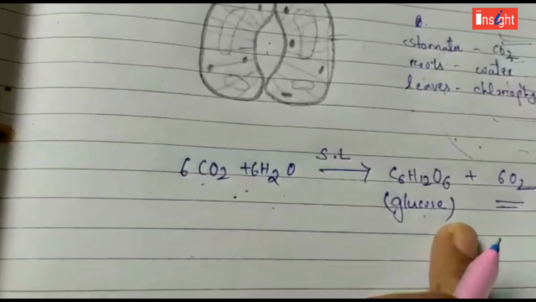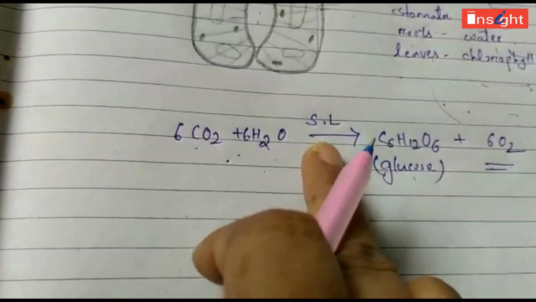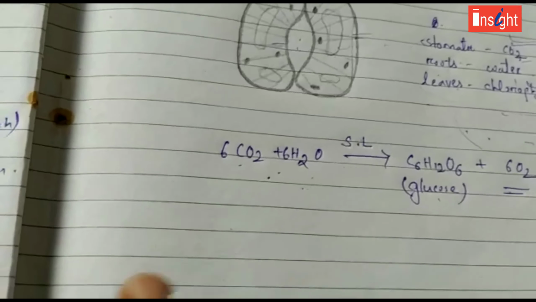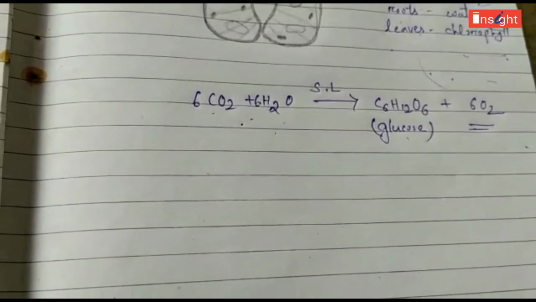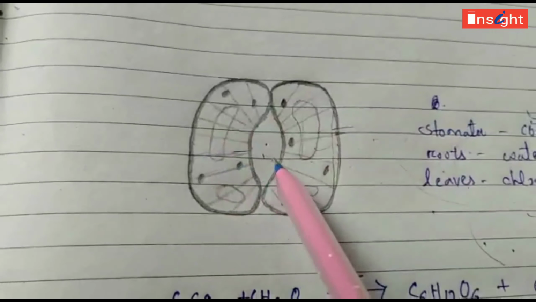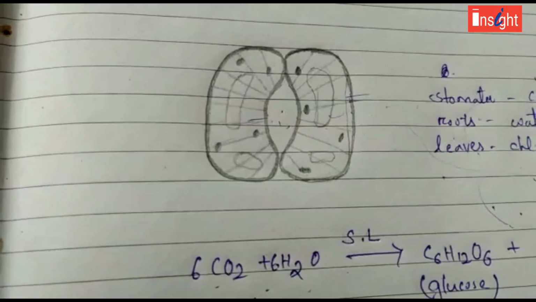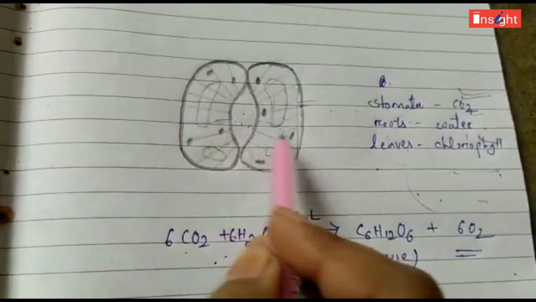So glucose is formed by the combination of carbon dioxide and water in presence of sunlight. Glucose is formed along with oxygen. Then the byproducts, oxygen and water, are released through the stomata during daytime. This stomata first absorbs the carbon dioxide, helping in the process of photosynthesis. After photosynthesis, it releases this oxygen.